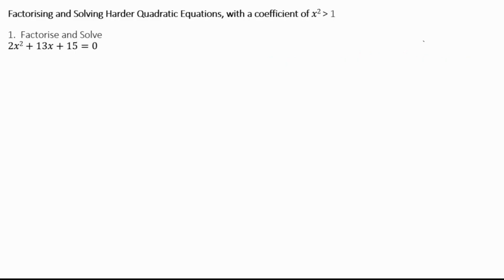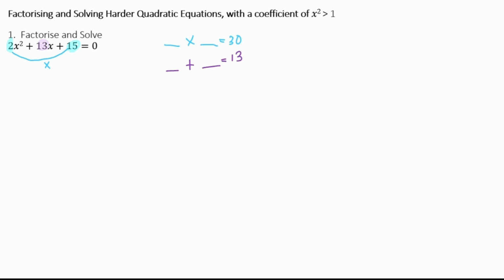For number 1, we have to factorize and solve 2x squared plus 13x plus 15 is equal to 0. So we first would have to multiply the coefficient of x squared with our number term, which is 15. So 2 times 15 gives us 30. That means we are looking for two numbers that multiply to give us 30, and those same two numbers should add to give us 13.